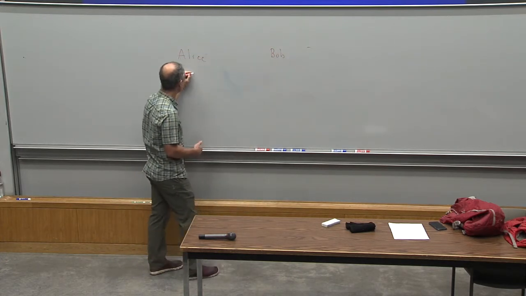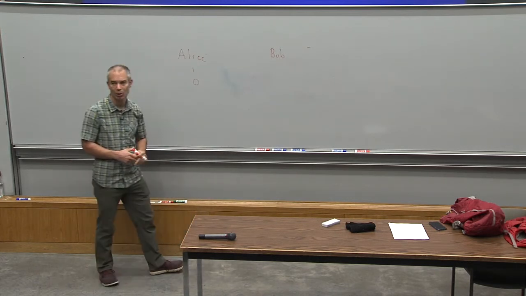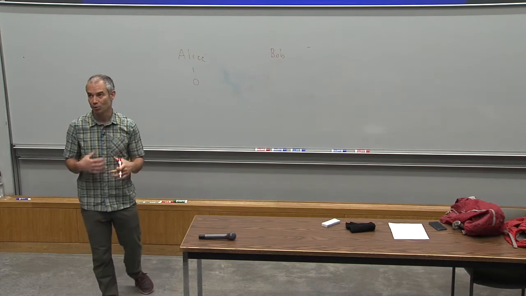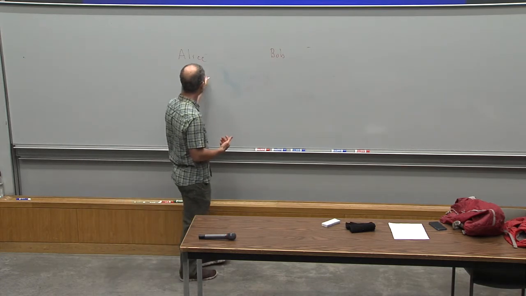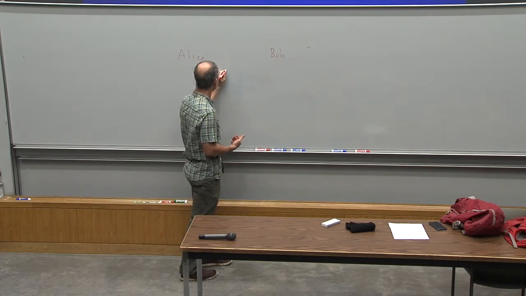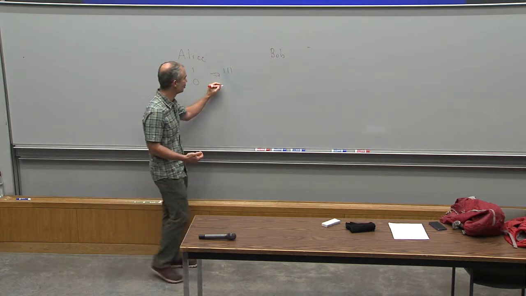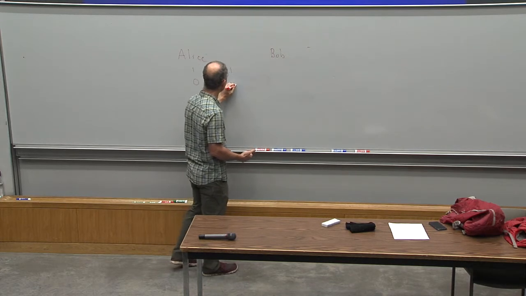So perhaps Alice wants to send a bit. Maybe she just wants to send a 1 or a 0 to Bob. So what she might do is encode it in some redundant way. For example, a simple code called the repetition code would be to take the 1, and instead of sending 1, you just say 1, 1, 1. You say it 3 times. Or instead of sending a 0, you send 3 zeros.